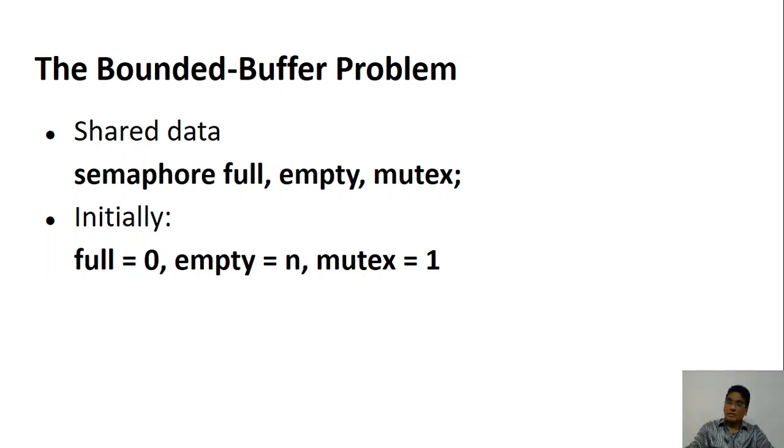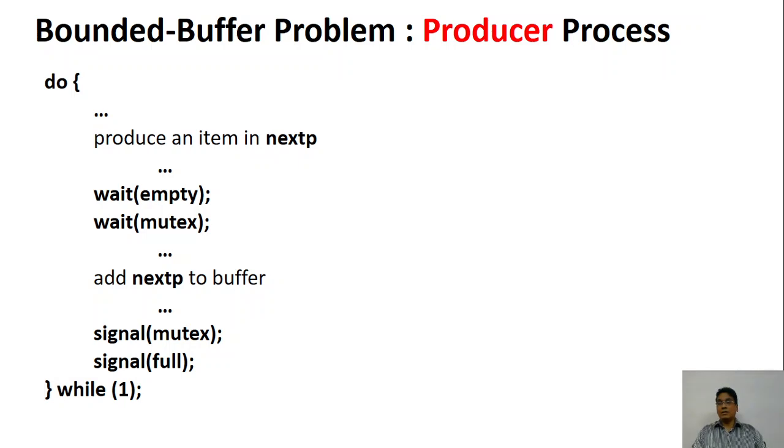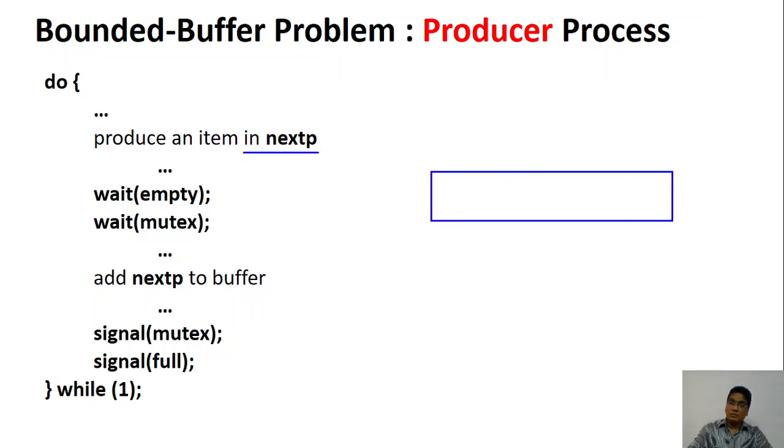We initialize full with 0, as I told you, empty with n, and the mutex with 1. So let's look at the algorithm over here. We will look at the algorithm from the point of view of the producer. What will the producer do? The producer will produce an item. And what must the producer do now? The producer has produced an item, so the producer now has to put this item onto the buffer.